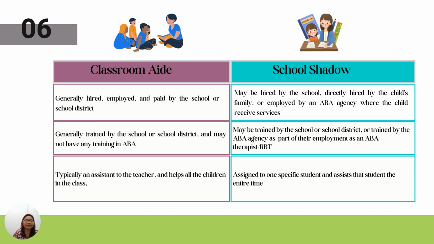A classroom aide typically is an assistant to the teacher and helps all the children in the class. In addition, a classroom aide generally assists with clerical work, running small groups, making materials and developing assignments. A school shadow is assigned to one specific student and assists that student the entire time. A school shadow facilitates the student's success in the classroom, facilitates social interactions, manages challenging behaviors, and modifies classroom work specific for the child they are assigned to.